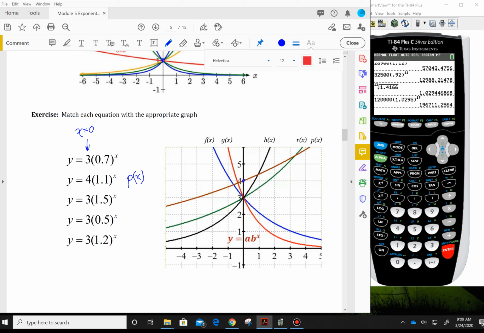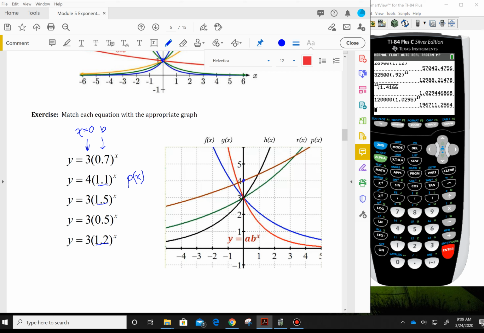Now for the others, I'm going to use the value of the base b to help us determine it. Remember, if your base b is bigger than 1, then this is going to be an exponential growth curve. And remember, the closer that your base is to 1, the flatter your graph, and the larger the value of the base, the steeper the graph. That tells me that I want to look at just these two, since we've already done that one. So I'm comparing these two, and I'm noticing that the base of 1.5 tells me this is going to be a steeper graph, and this is going to be a flatter graph.